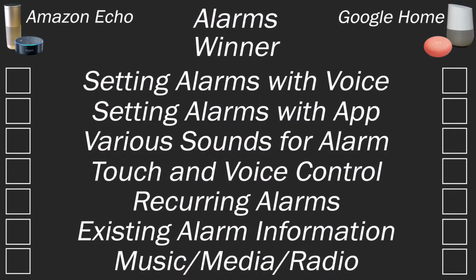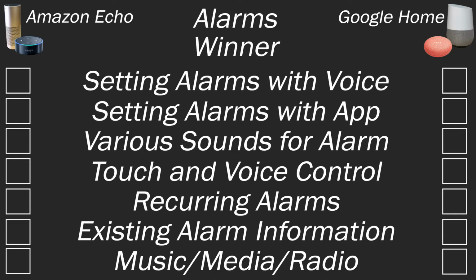Now, moving on to our evaluation today, you're going to see a breakdown of what each of these devices can do, and here are the 7 categories we're going to roll through. Setting alarms by voice, by the app. Can you choose various sounds on the alarm? Do you have touch and voice control? Because of course we're going to have voice control. Can you set recurring alarms, which we've already seen we can, but also can you get that existing alarm information? Is it complete? And then do you have the music, media, and radio alarm? So let's get going here with a demo.